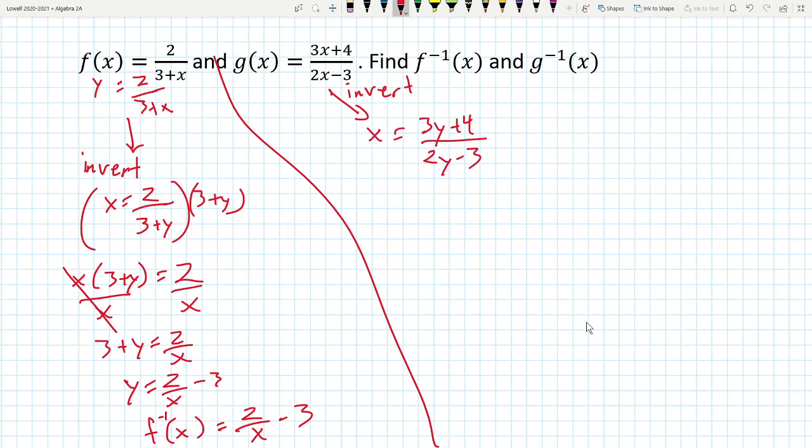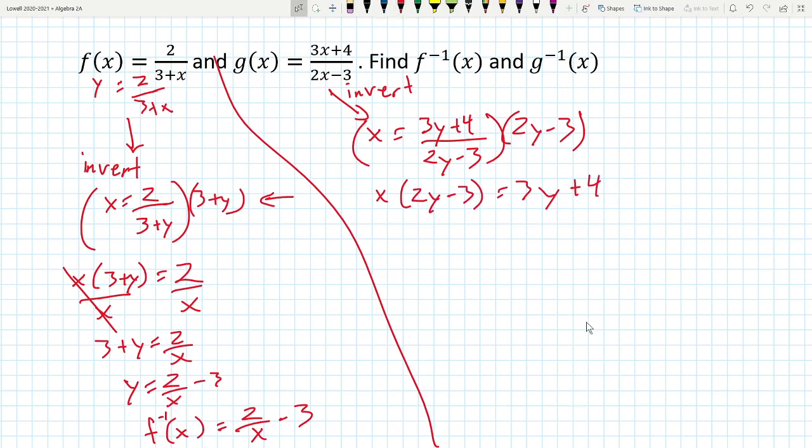Okay, this one's a little odd. Now, we could do a number of things to this, but I'm going to do this just like what we did in the last one over here. So I'm going to multiply both sides by 2y minus 3. What happens? Well, on the left side we will get x times 2y minus 3 equal to 3y plus 4.